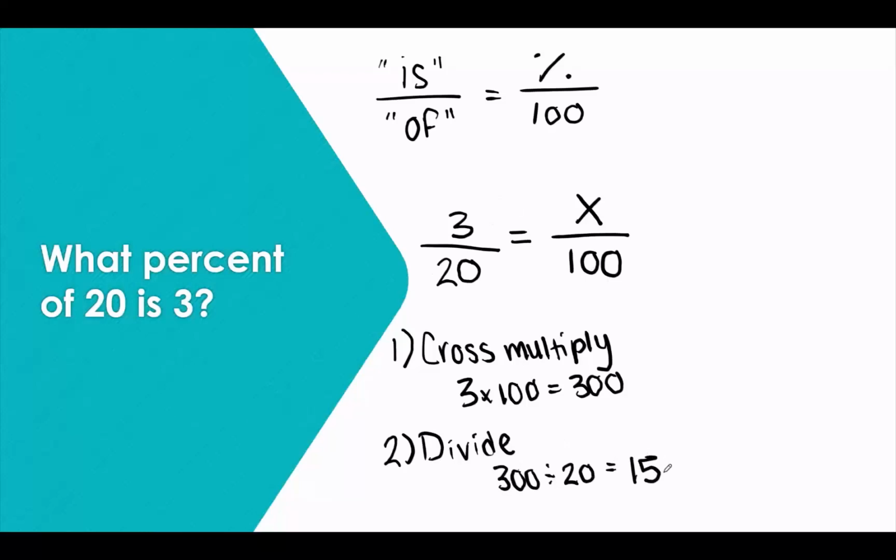Now this is the important part. I need to recall back to when I first started working my problem and decide whether I was looking for a whole number, which would be my is or my of blank, or a percent, which would be my percent blank. In this case, we were looking for what percent, and the blank was in my percent value. So my final answer is not going to be 15, but 15%.